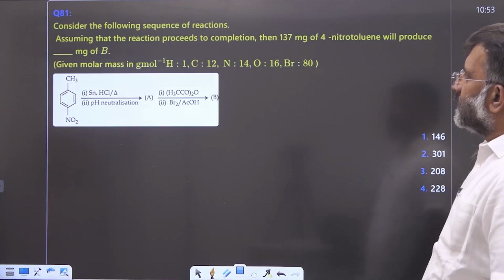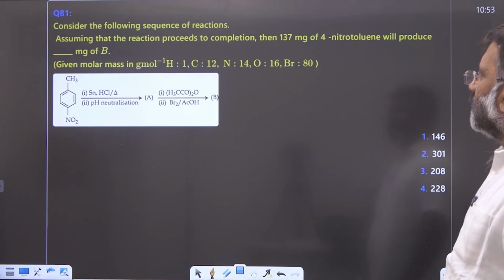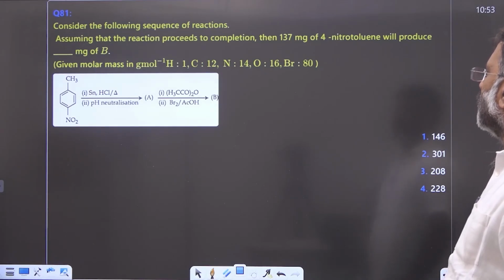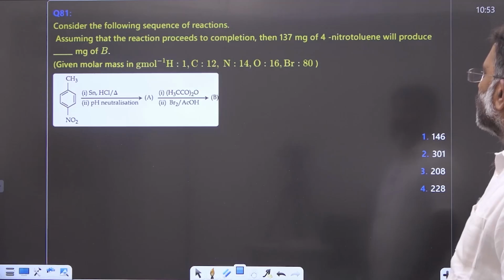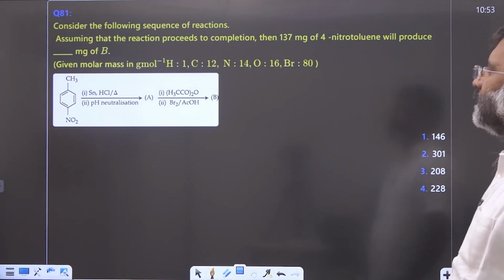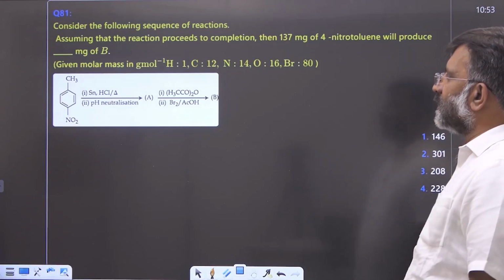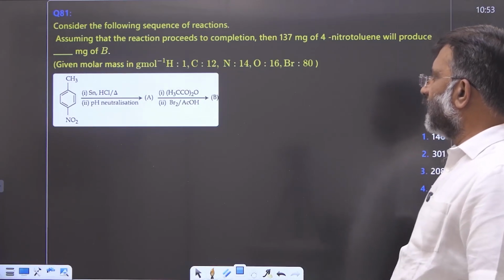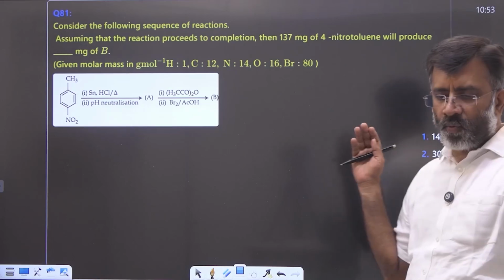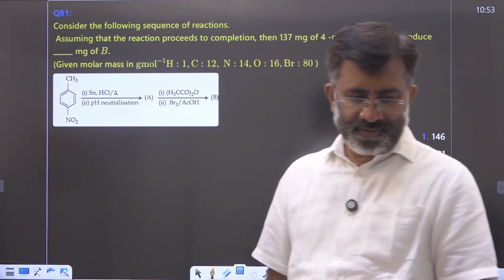Consider the following sequence of reactions. Assume that the reaction proceeds to completion. Then 137 milligram of 4-nitrotoluene will produce dash milligram of B. That is our question. Starting with the nitrotoluene, ending with the product, what milligram is obtained? That is the question.